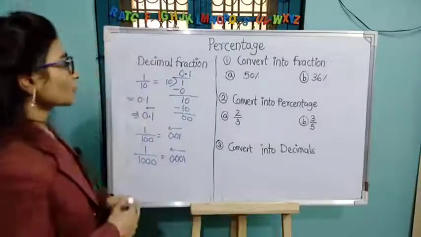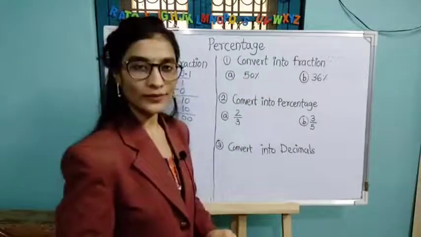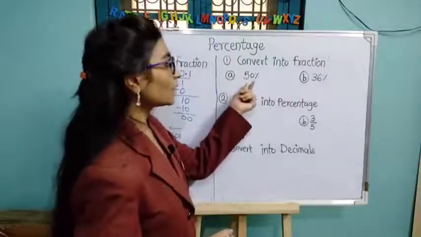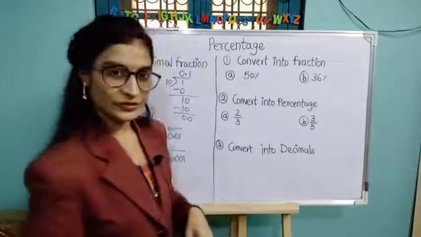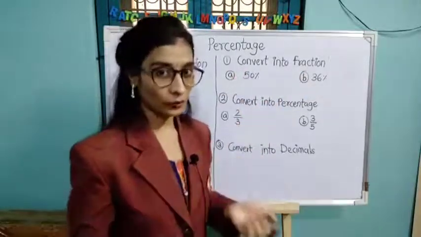So this is all about decimal fraction. Now we will take some examples on percentage. So here you can see 50% and 36% is given, and we have to convert them into the form of a fraction.